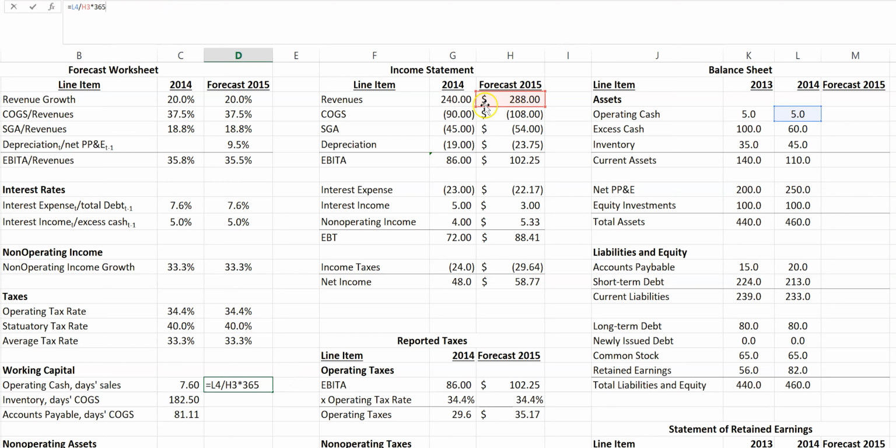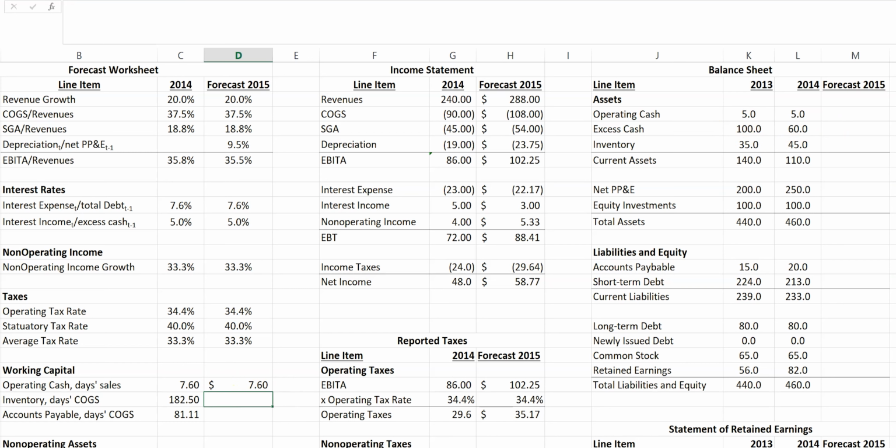Whoops, I put this as a percentage of the forecast and not as a percentage of the historical year. And so now we see that I need 7.6 days worth of revenue as cash on hand to keep the firm operating. Now I'm not going to forecast excess cash because we'll talk about that shortly. So I'll skip right to forecasting inventory.